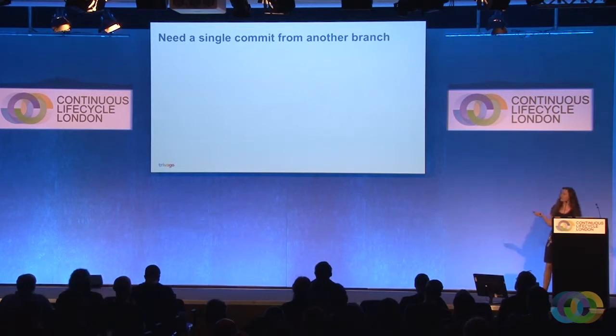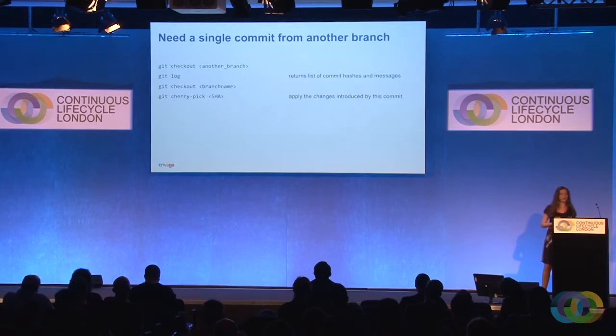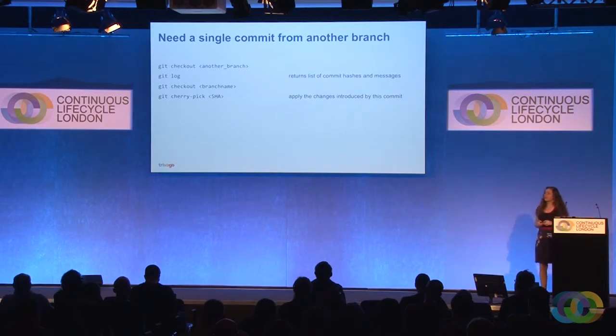then maybe you would like to use a cherry pick and have a single commit from the other branch. So you can use git log to see the list of commits and then apply the cherry pick to your branch.